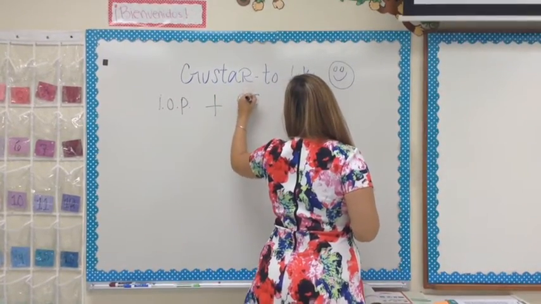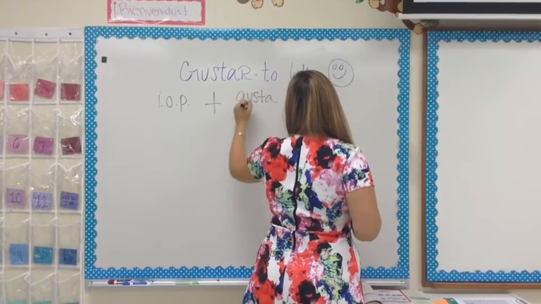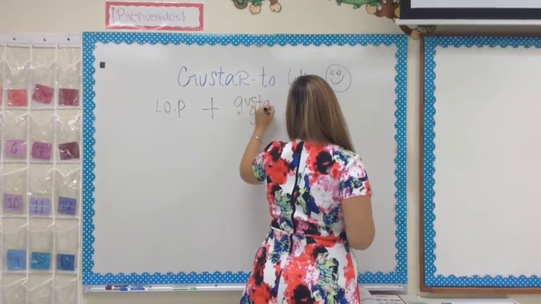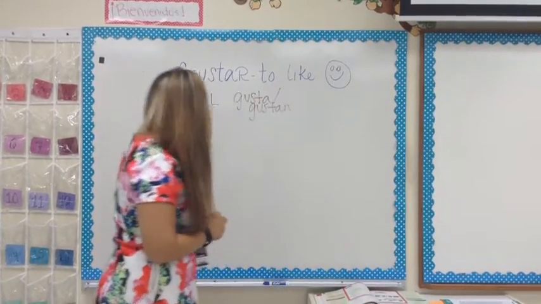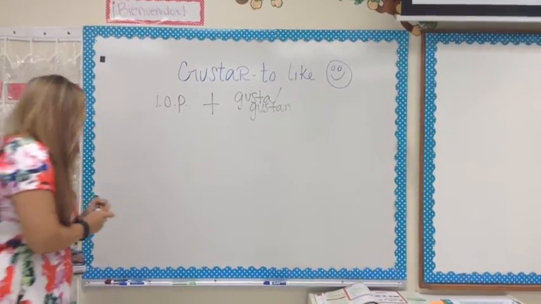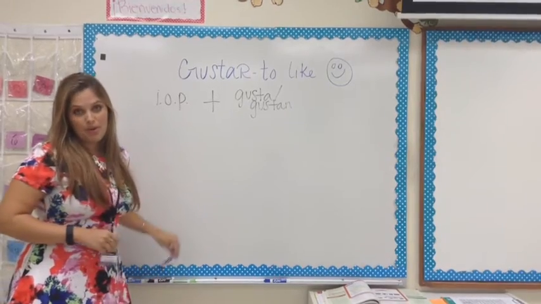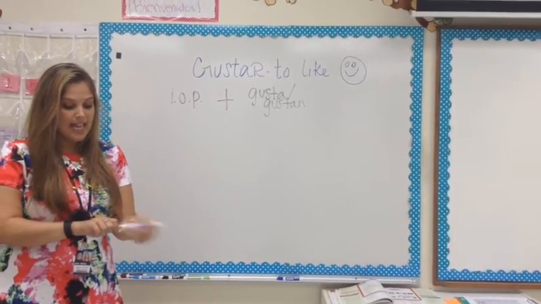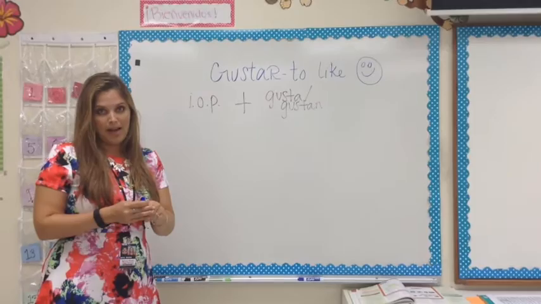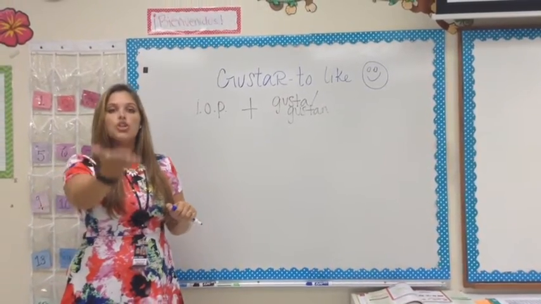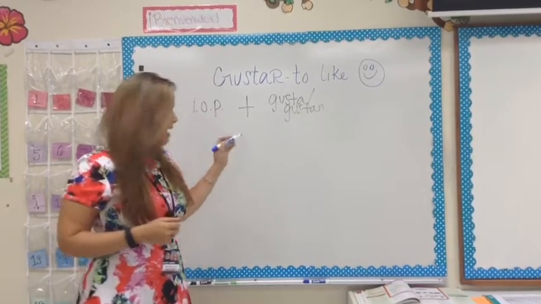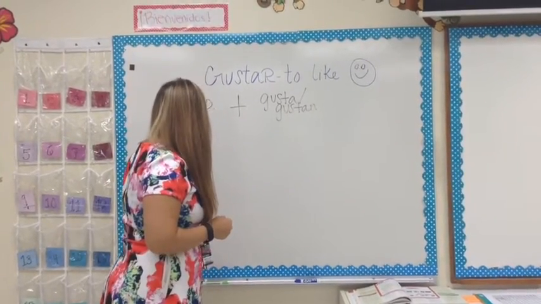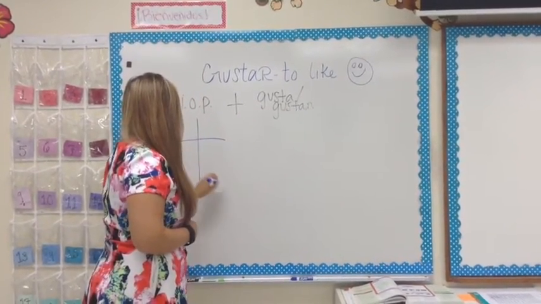gusta or gustan. Okay, gusta or gustan. So for the indirect object pronouns, that's what's going to indicate who you are talking about. So if I wanted to say I like, you like, we like, whatever it is, this is what's going to indicate that. So the indirect object pronouns are as followed.